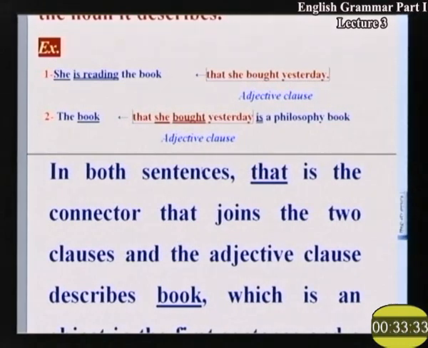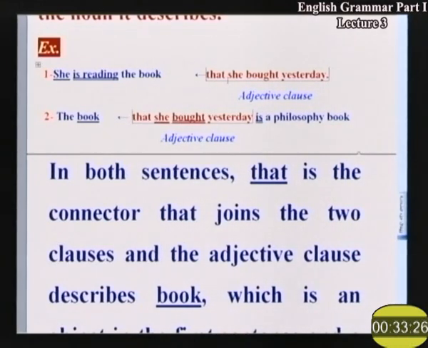in both، يعني ما أنا كان ممكن هنا في الجملة دي أقول she is reading the book وخلاص. لما أقول that she bought yesterday أنا بزود مجرد كلام، إضافة، صفة، يعني I'm adding more information to a word. طيب هنا برضو the book is a philosophy book. that she bought yesterday برضو through the adjective clause I'm just adding more information to the word book، لكن ممكن ما تبقاش موجودة.